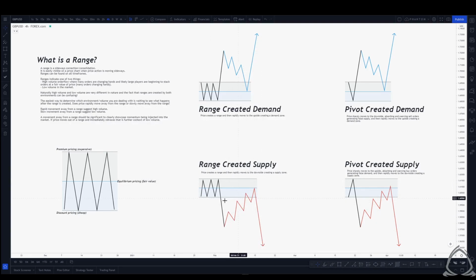And that's what we're looking for. Again, we don't trade the initial reaction out of the range. We're simply waiting for price to return to that supply zone to look for entries.